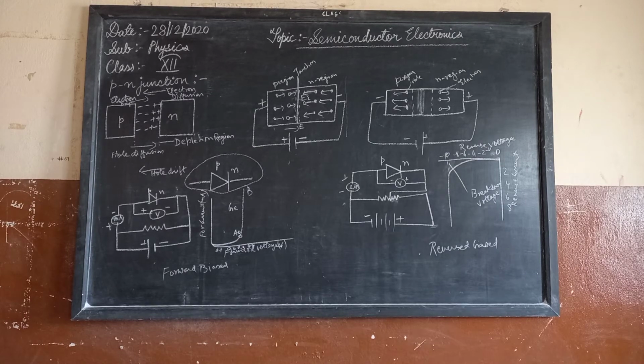A semiconductor diode, or p-n junction diode, is basically a p-n junction with metallic contacts provided at the ends for the application of an external voltage. It is a two-terminal device. It is represented by the symbol as I told you on the board. The direction of the arrow indicates the conventional direction of current.